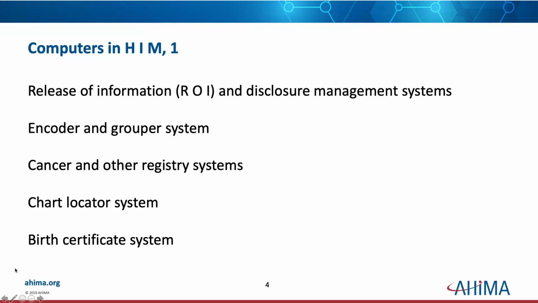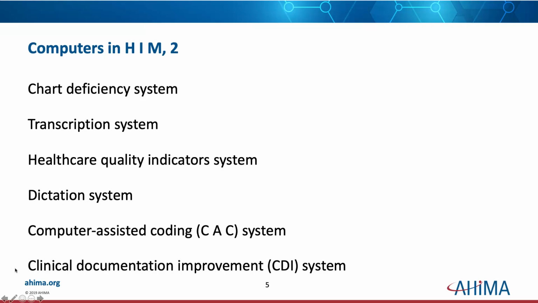If there is any microfilm or paper left that has to be physically located, there may be a chart locator system. Most hospitals and organizations have been on electronic records long enough that the only time they use a chart locator system is if they're going back 10, 15 plus years to locate physical records. And then I talked about birth certificates. Chart deficiency systems. Yes, there are still deficiencies to analyze even in an electronic world, and so there is always a deficiency system.